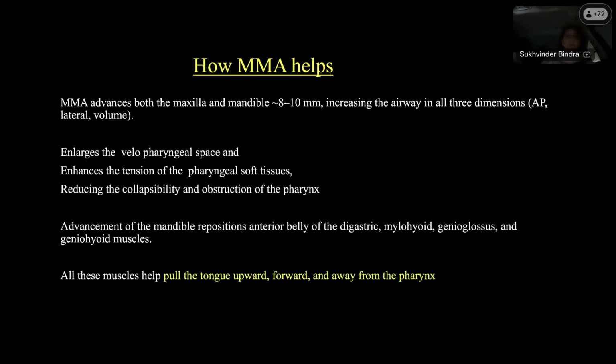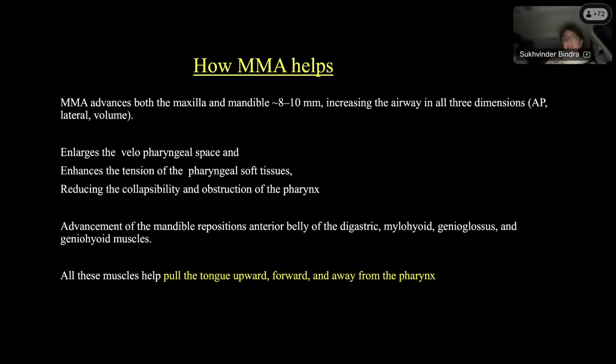How does it help? It advances both maxilla and mandible by around 8 to 10 millimeter, and this helps in increasing the airway in 3 dimensions. It enlarges velopharyngeal space. It reduces the collapse and obstruction of pharynx. And when you advance the mandible, what happens? The genioglossus muscle, along with other suprahyoid muscles, come in the new position, which keeps the tongue upward, forward, and away from pharynx to reduce the symptoms of OSA.